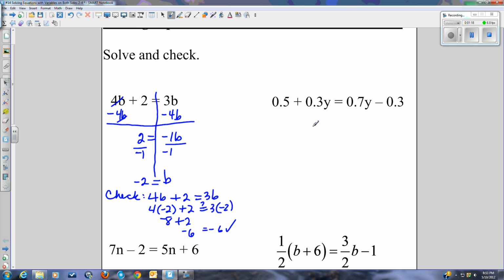On the other side, 3 times negative 2 indeed gives us negative 6, so that checks. So let's move to the next one over here. 0.5 plus 0.3y equals 0.7y minus 0.3. We want to get all the y's onto the same side, so it's up to you which one you want to move. It really doesn't matter. I'm going to move the 0.3y, which I will do by subtracting it from each side.